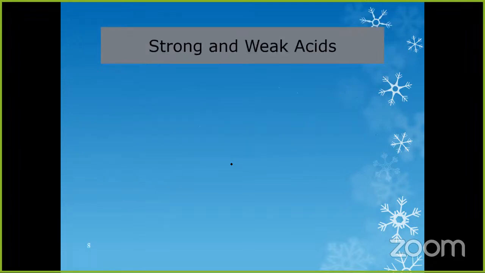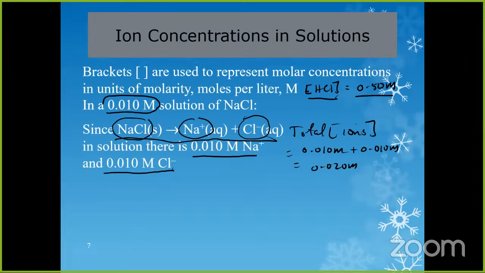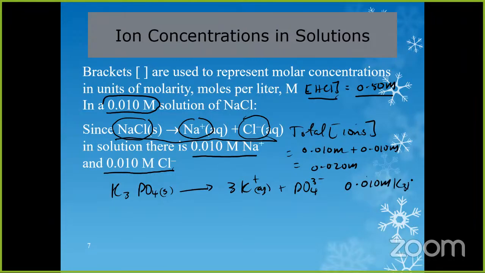Let me give another example. Let's say that instead of sodium chloride, you have potassium phosphate. When this is added to water, you end up with 3 potassium ions, aqueous, and 1 phosphate ion. Let's say that we're dealing with a 0.010 M K3PO4 solution.